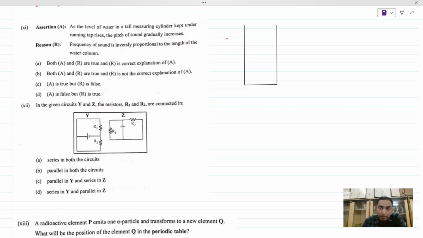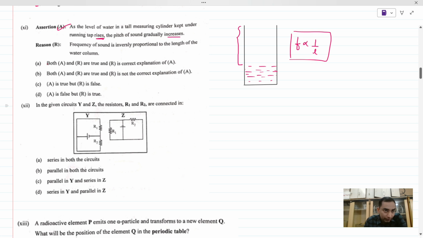As the level of water in the tall measuring cylinder, you are constantly adding water to it. So the air column decreases, and this is the air column which resonates, produces sound. And as you decrease the length of the air column, the frequency will increase. Please check out the relation f proportional to 1 upon L. It is inversely proportional. So which means the frequency increases, pitch depends upon frequency. So water level rises, pitch increases.